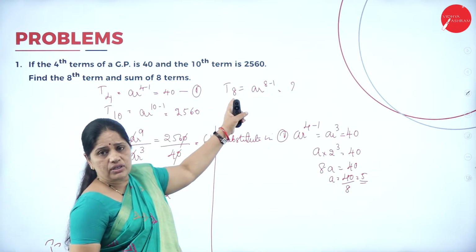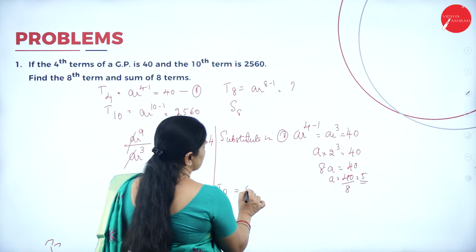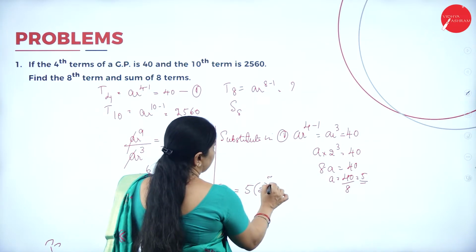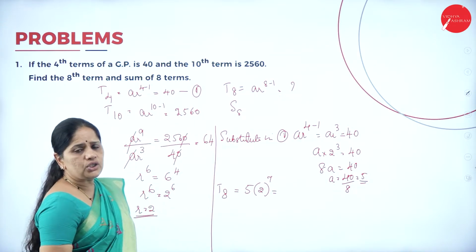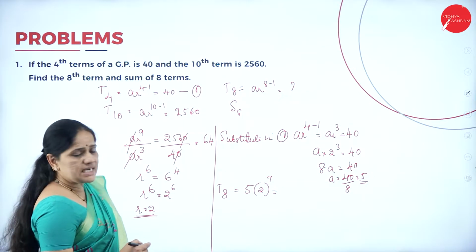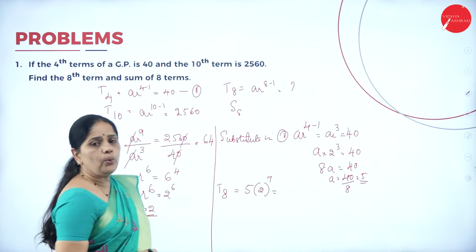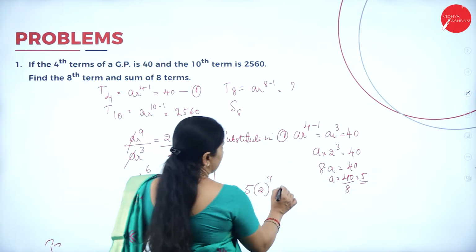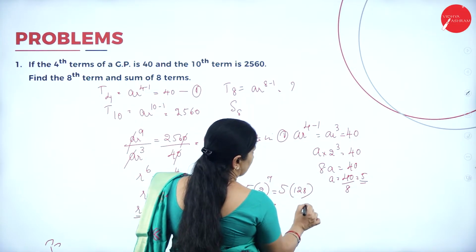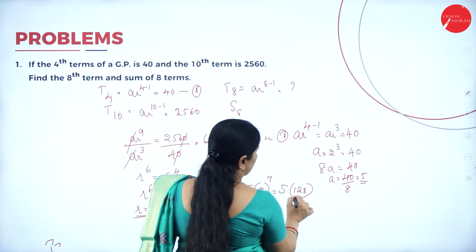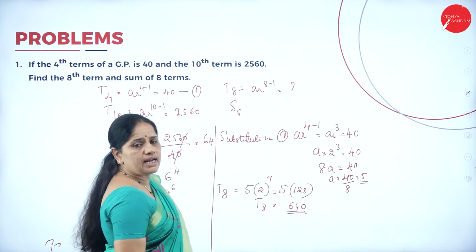Now can we not find out T8? Yes, we can find out T8. So T8 will be equal to 5 into 2 to the power 7. So 2 to the power 7 will be 64 into 2. 2 to the power of 6 is 64, so 64 into 2 will be equal to 128. So this will be 5 into 128. 5 8s are 40, 0, 4. 5 2s are 10, 14, 4, 1. 5 1s are 5, so 640. So T8 equals 640.